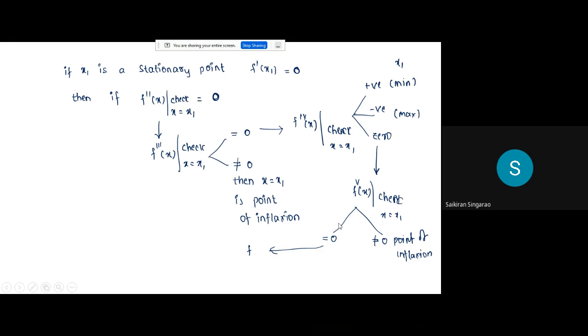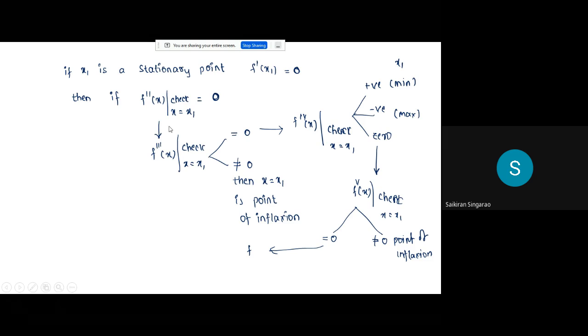So very simple. The point is, if at all your double derivative becomes 0, you go to third derivative, and at third derivative you check whether it is coming 0 or not. If it's coming 0, then you go to fourth derivative and check whether it's positive, negative, or 0. If it's positive, you call it a minimum point. Negative, you call it a maximum point. If it comes 0 again, then you go to fifth derivative.